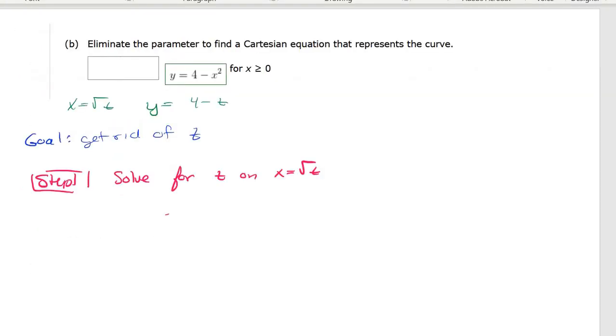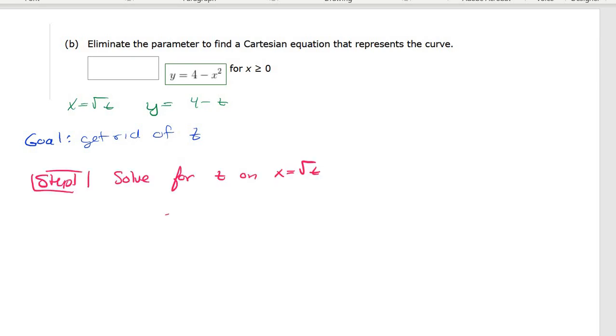Okay, the second part of this, you're asked to transform this into a Cartesian equation without the t's in it. They don't want to know how fast you're running on the track or what direction you're running on the track. They just want a formula for the track. So the goal is to get rid of t.